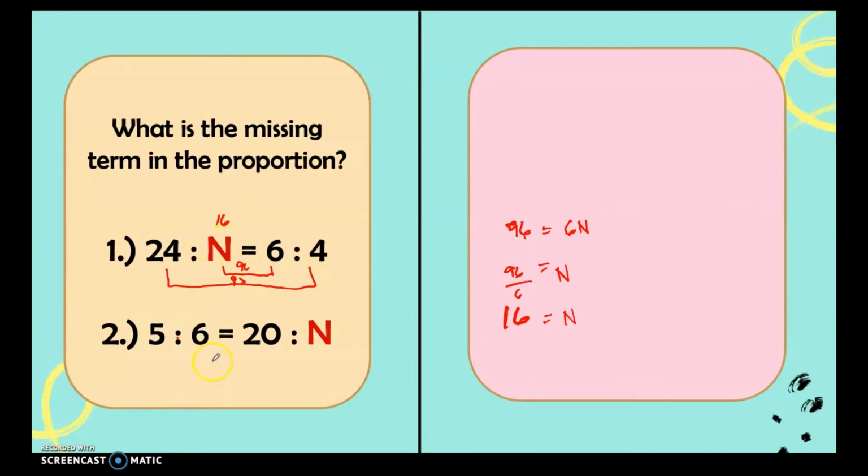Next, we have here the value of the extreme, which is n, that is missing. Then we multiply.